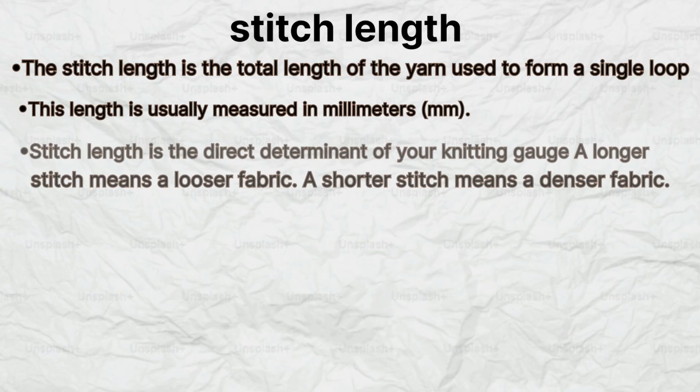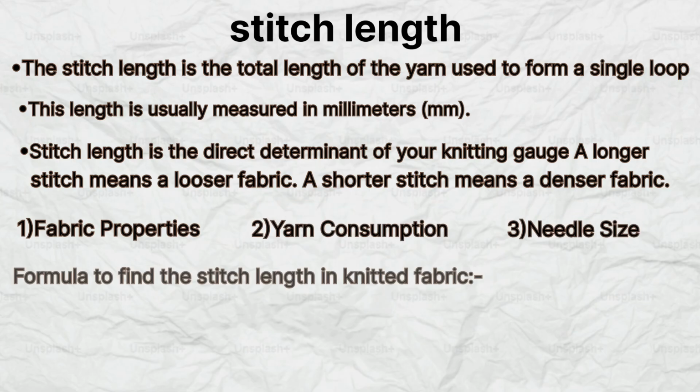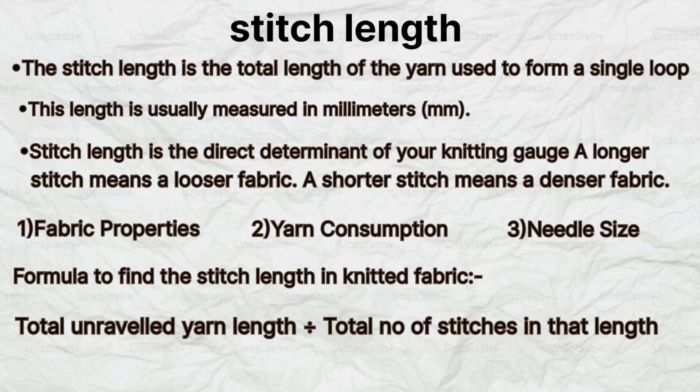Stitch length is a direct determinant of knitting gauge. A longer stitch means a looser fabric and fewer stitches per inch. A shorter stitch means a denser fabric and more stitches per inch. It also affects the GSM of the fabric. And there are some factors that influence the stitch length, like fabric properties, yarn consumption, and needle size. So here is the formula to find out the stitch length. The stitch length is found by dividing the total length of the yarn by the total number of loops in that section.